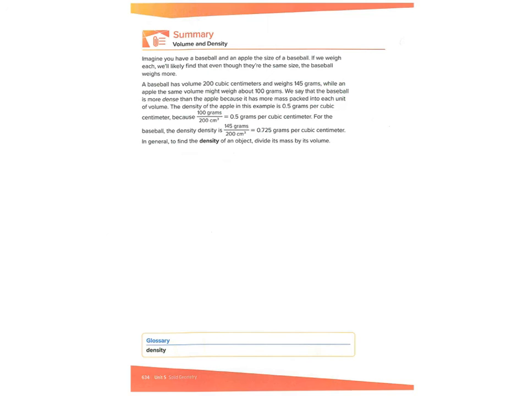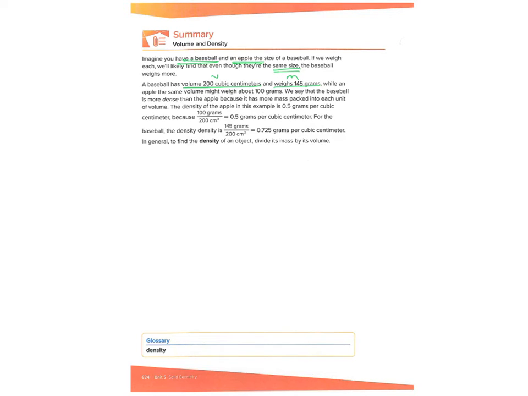So let's take a look at the summary, please. Let's read this. Imagine you have a baseball, okay, that's a spherical shape, and an apple. Let's think about the apple also being a sphere. It says that if we weigh each, we will likely find that although they're the same size, the baseball weighs more. In other words, the baseball's going to be heavier than my apple. It says the baseball has a volume of 200 cubic centimeters and weighs 145 grams. So this is my volume, and this is my mass.